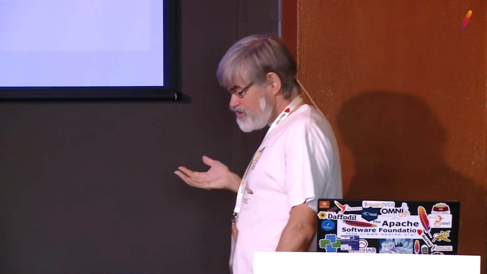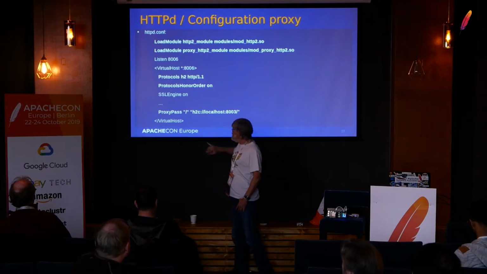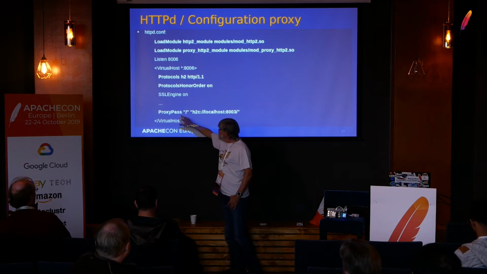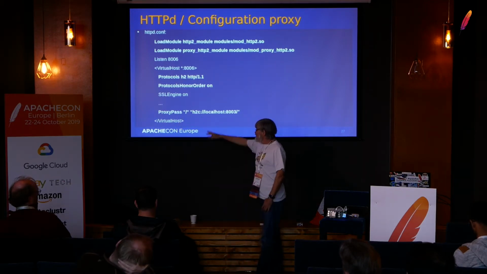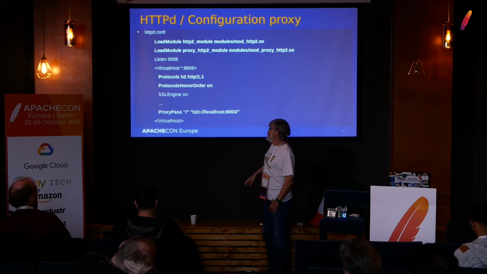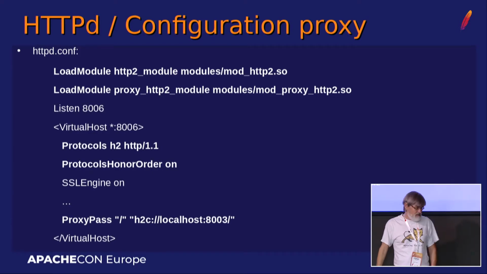I'm basically using HTTPD. Well, my customers are using HTTPD as a proxy. So this is an example of an HTTPD proxy configuration. We have to load mod_proxy_h2, and here you have the configuration, and here we tell HTTPD with the ProxyPass directive to do h2 in clear text to, in my case, a Tomcat running there.